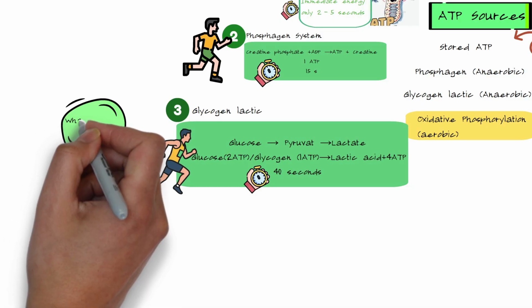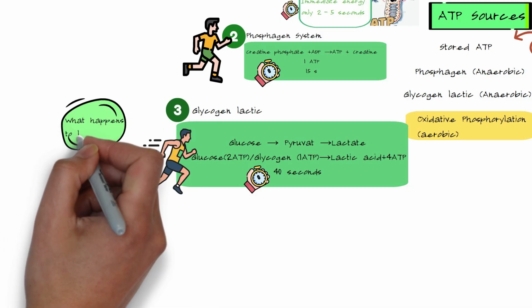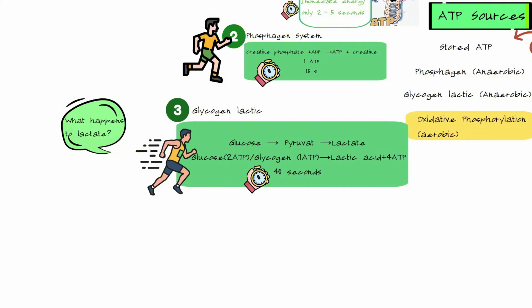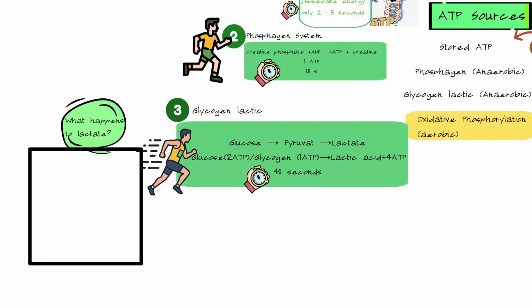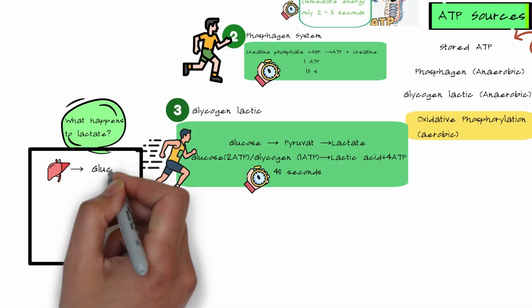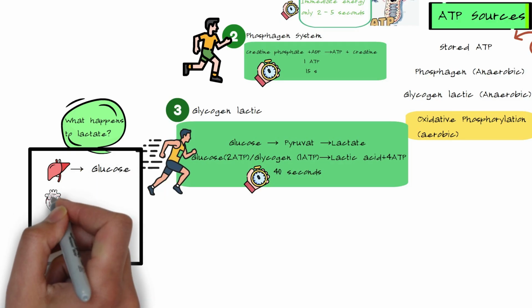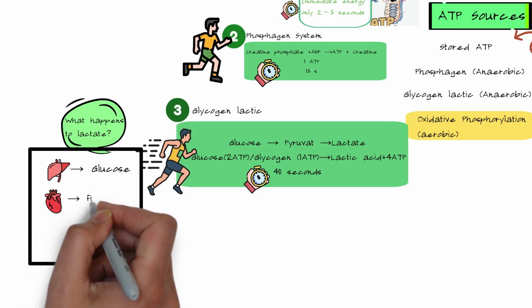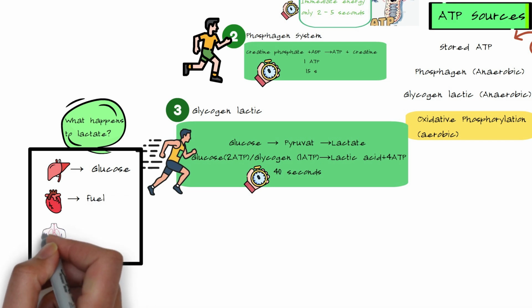What about the lactic? The lactic should be removed from the muscles, and we have three ways to remove it: either in the liver, converted to glucose and glycogen; in the heart, used as a fuel; or in other tissues, converted to pyruvate, which is further oxidized.